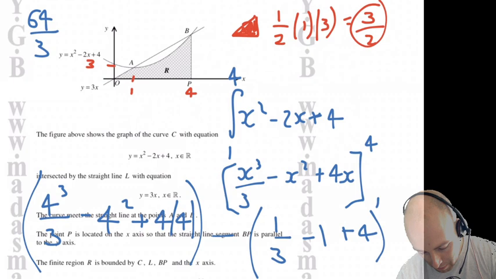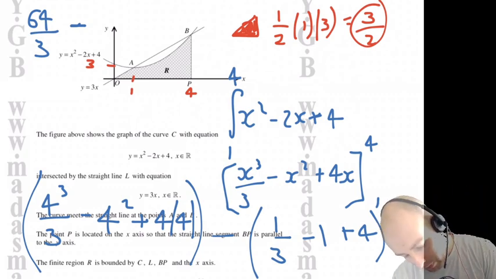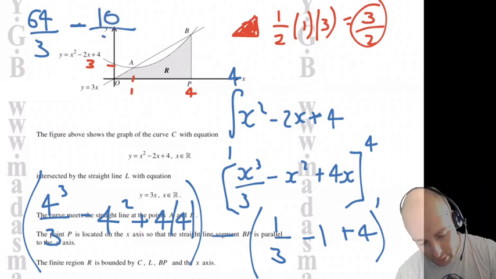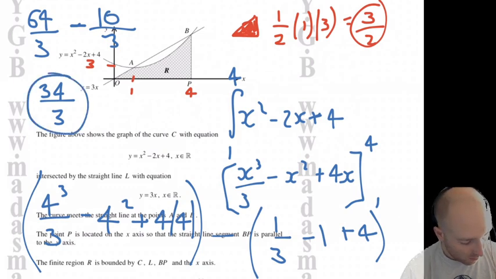Take away, what's that going to be? A third minus 1 plus 4, which gives us 10 over 3. So for the integral, we're going to get 34 over 3. We need to add that to 3 over 2. So 34 over 3 plus 3 over 2 gives me.